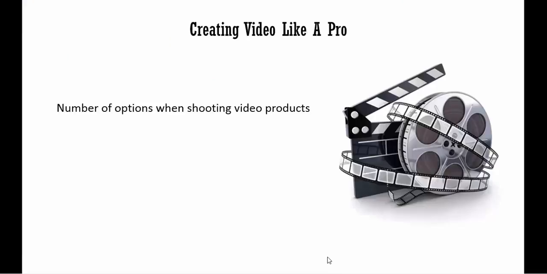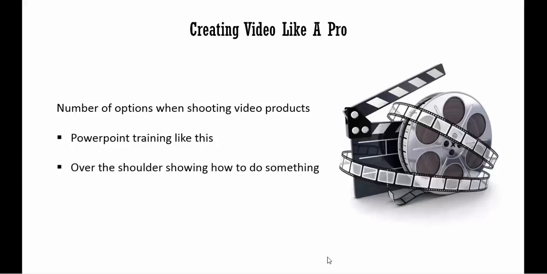Okay, so the next product type we're going to look at is creating video. So there's a number of options when shooting video products. We've got PowerPoint training, exactly like what we're doing here now. Also over the shoulder training, showing how to do something. Again, that's a mix of what we're doing now as I'm going over to MindMeister to build a mind map. We go into Word document to show you how to save it as a PDF. You know, that's all over the shoulder training. You're watching me on my screen as I perform and do an action.